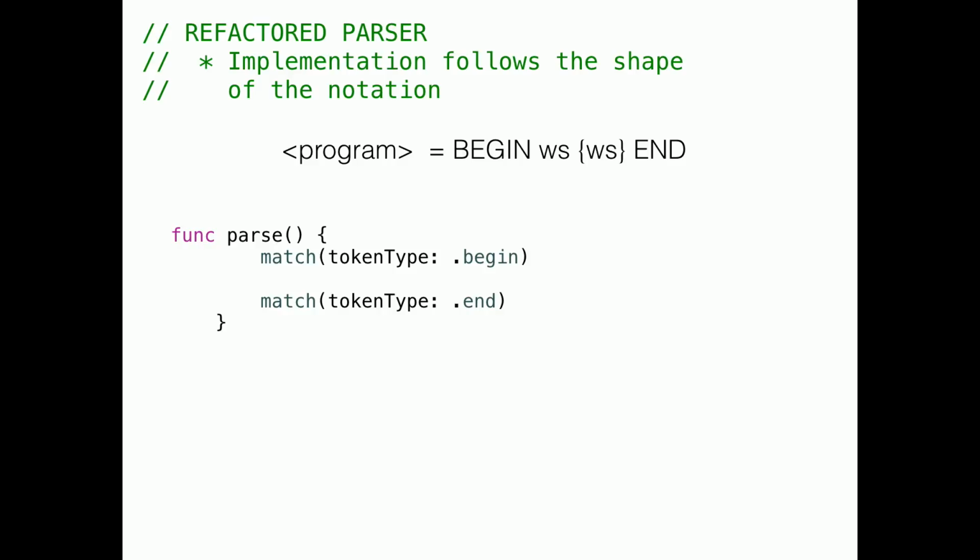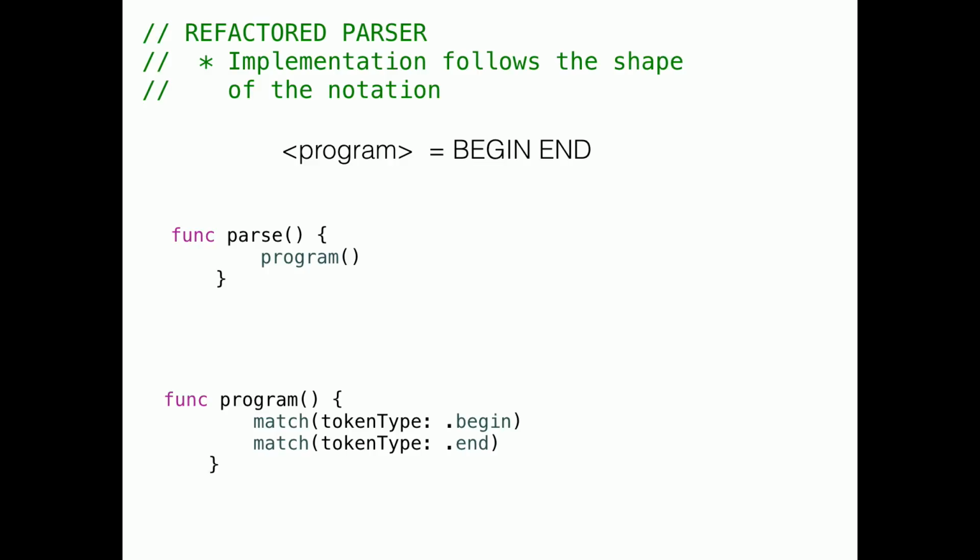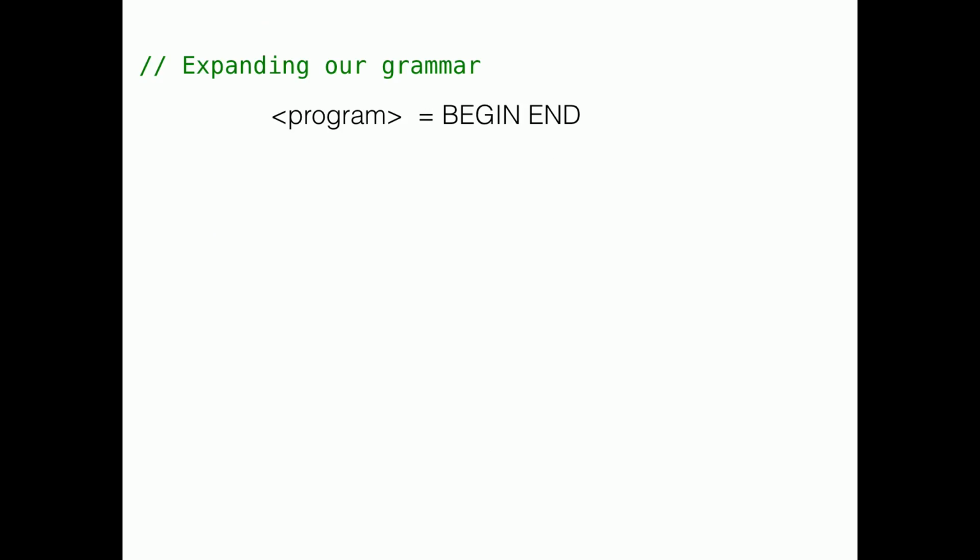We can move that advance token call into our match function, because anytime we match a token, we're going to want to move on to the next one to process the next token. And we can then remove those whitespace characters from our notation, since we're not really having to think about it anymore. We're skipping past those automatically. They separate tokens, but they don't have any meaning toward the execution of our program. And we can even go one step further and extract a program parsing routine into its own function. And so now our notation and our implementation are very clearly aligned.